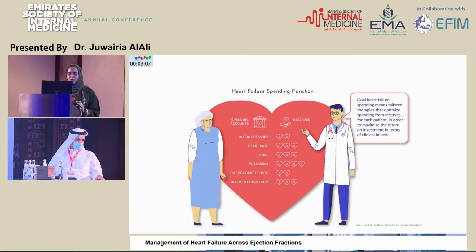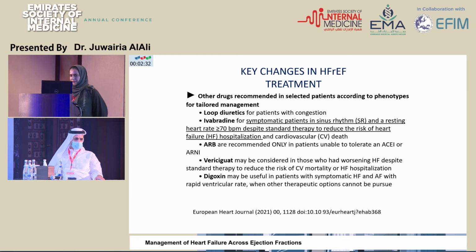And there is this concept of heart failure spending function. You have a certain amount of reserve with the patient in terms of blood pressure, heart rate, kidney function, potassium, and cost of medication, and you're trying to balance this with the choice of medication that you use. So maybe you're not going to use something that will lower the blood pressure a lot in someone with a low blood pressure. SGLT2 inhibitors and beta blockers do not affect the blood pressure that much. But if you have someone who's hypertensive, maybe you're going to push the ARNI first and the MRAs first. So it's going to be different depending on what patient you have.